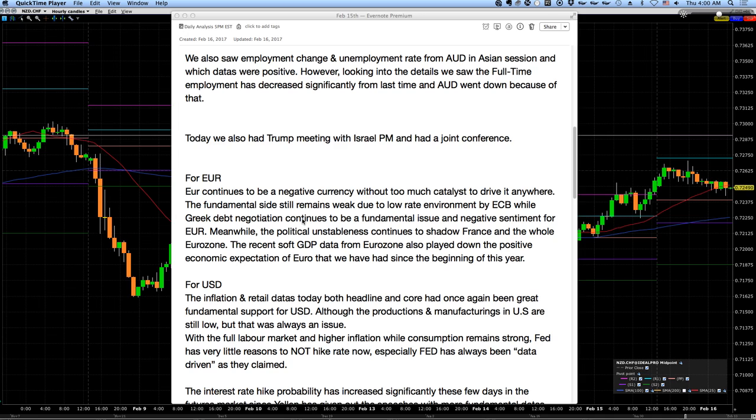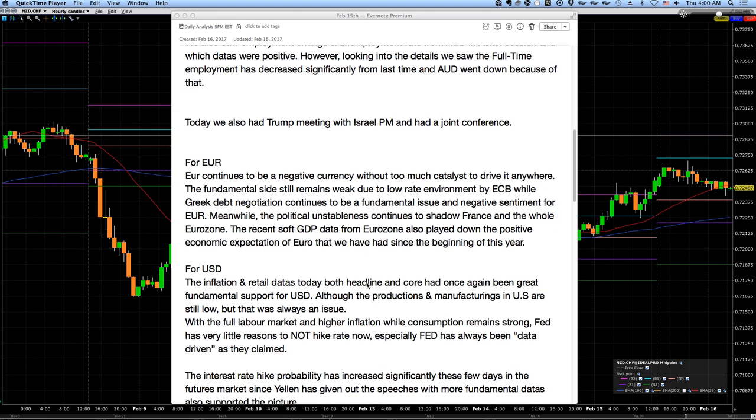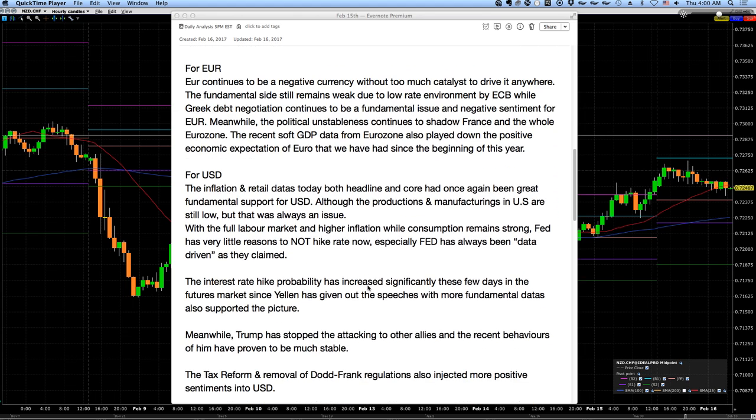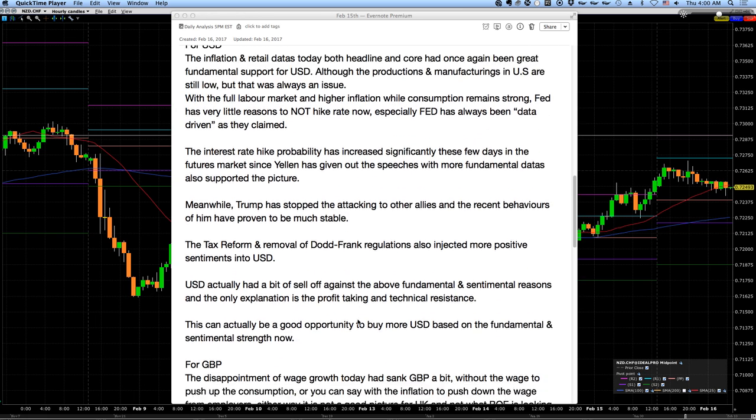And even the dovish Yellen actually came out with a much more hawkish tone. So that's all a very nice reason to hold dollar strength in a more long-term perspective. So that is the current stance for the US dollar.